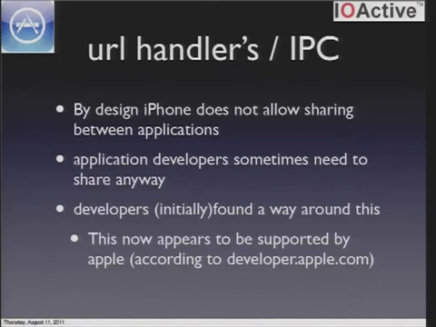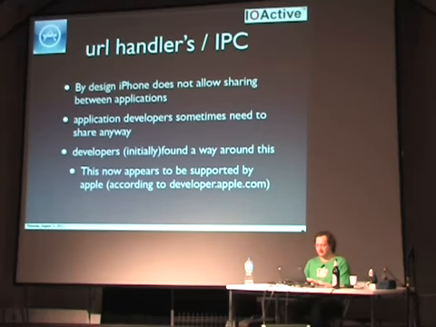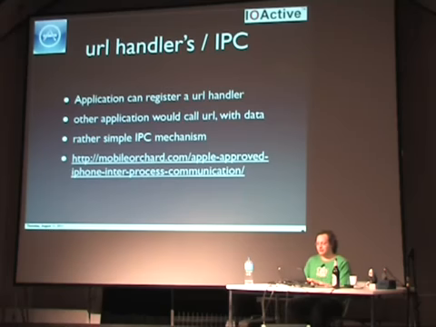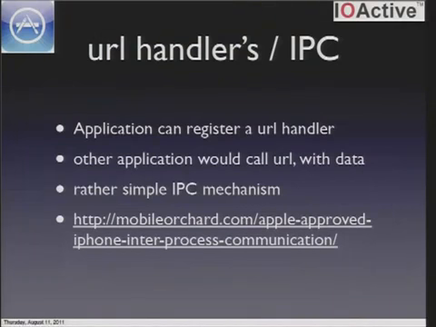So developers are like, well, let's try and find a way around it. And they start looking at some of the stuff and they said, oh, you have these URL handlers you can register. I think we can use those to have our apps talk to each other. Initially, that was a hack which passed the App Store, and at some point, Apple embraced it and said, okay, that's now the supported way to do IPC between applications. This was invented by a company called Mobile Orchard a couple of years ago, and it is now an allowed and developer documented feature on Apple's developer website.